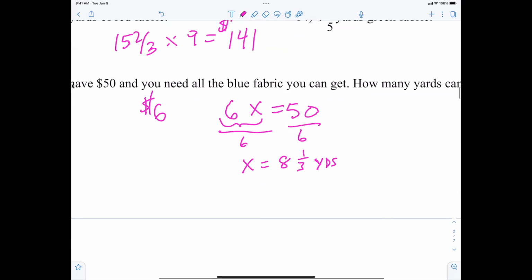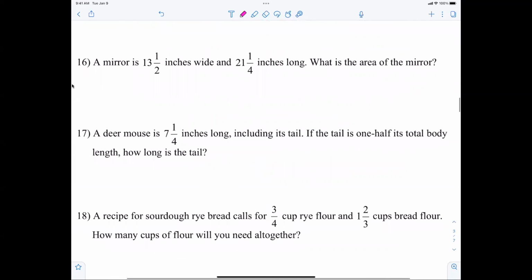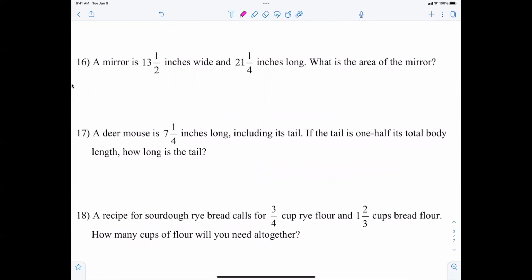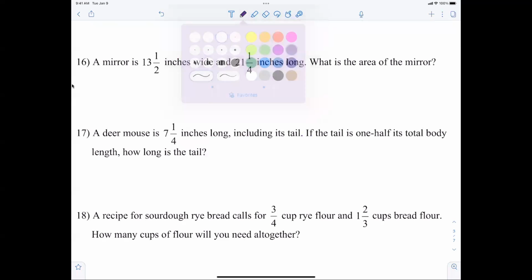All right, let's have some more fun. Number 16. Mr. Valdez, read it to me, please. A mirror is 13 1/2 inches wide and 21 1/4 inches long. What is the area of the mirror? How do I find the area of this mirror? I want him to tell me. Everyone's going to get a chance to read and clue me in.